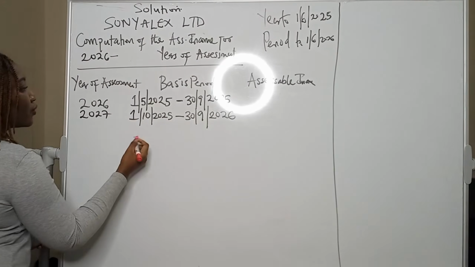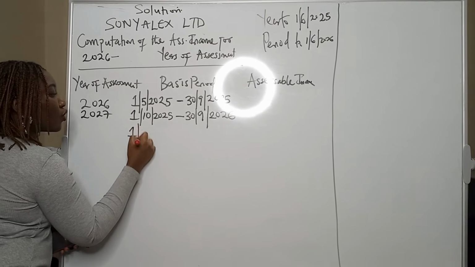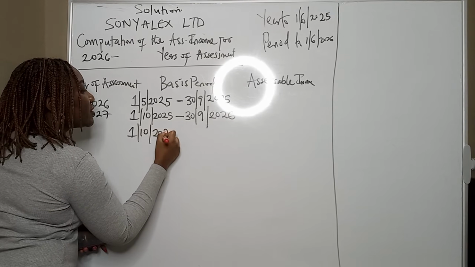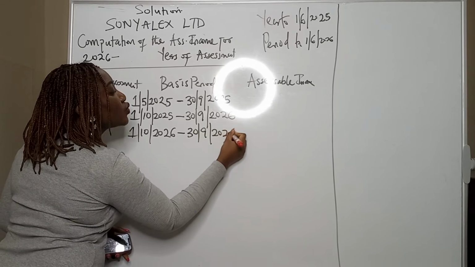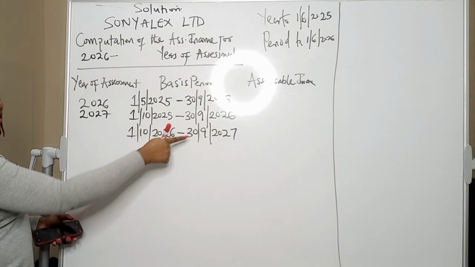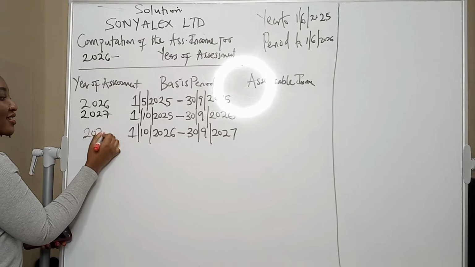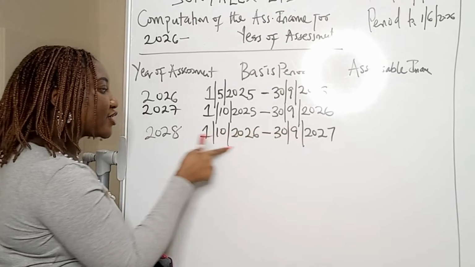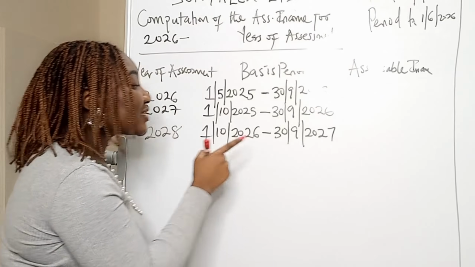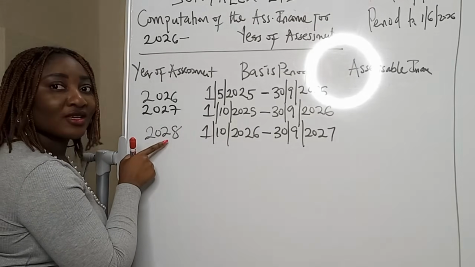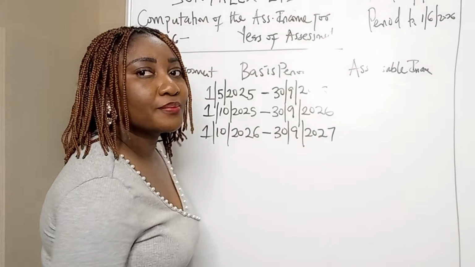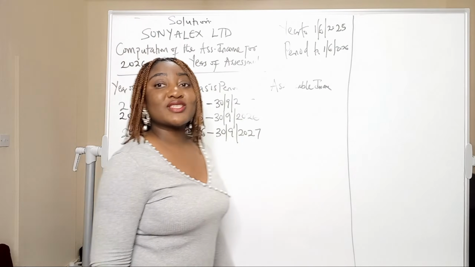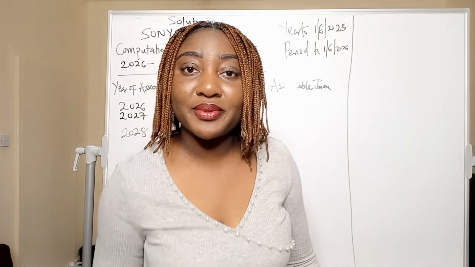So the next one will be what? 1st of October 2026 to 30th of September 2027. So this is what a 2028 year of assessment is. It's a taboo if you write 2027 year of assessment here, because I said your year of assessment, that is your tax year, should not be the same as anything you have in the basis period, because it's the preceding year basis, not an actual year basis.